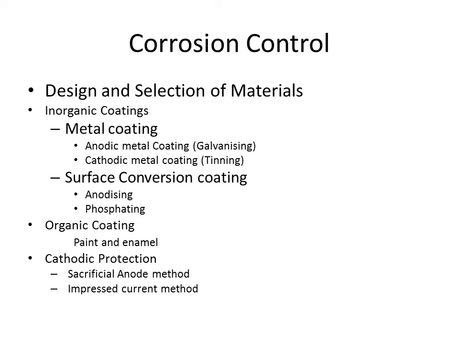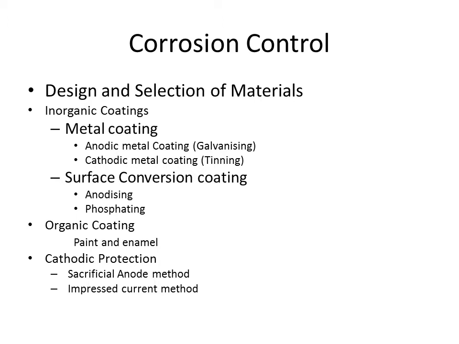In the case of applying protective coatings on the surface of the metal, we have two different types: inorganic coatings and organic coatings. As we all know, organic coatings is nothing but applying of paints and enamels on the surface of the metal. When you apply paint and enamel on the surface of the metal, the base metal which is lying below that paint will not be exposed to the environment and thus it will not undergo corrosion. In the case of inorganic coatings, we have two different methods. One is metal coating, another one is surface conversion coating.